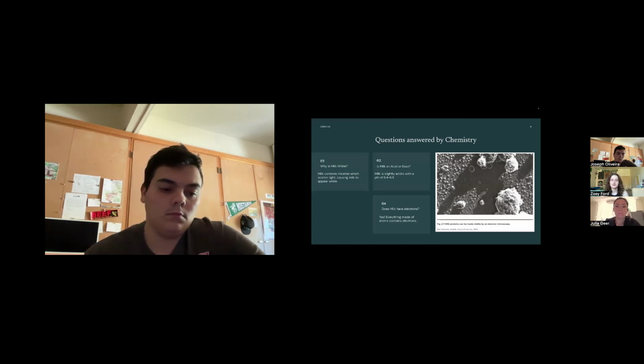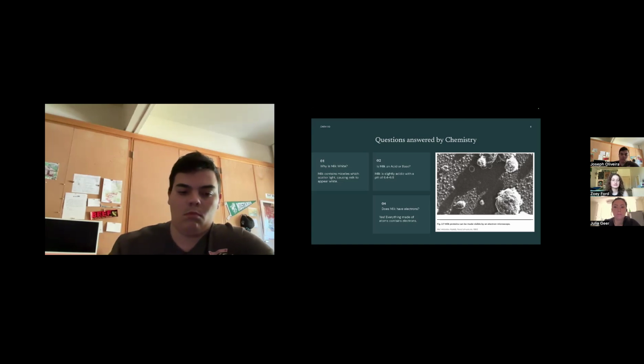Secondly, is milk an acid or a base? Milk is kind of in that middle ground of being neutral, but it is slightly acidic and has an average pH of 6.4 to 6.8. And does milk have electrons? Yes, it does. Everything made of atoms has electrons, and it is made up of proteins and fats and all that do contain atoms.